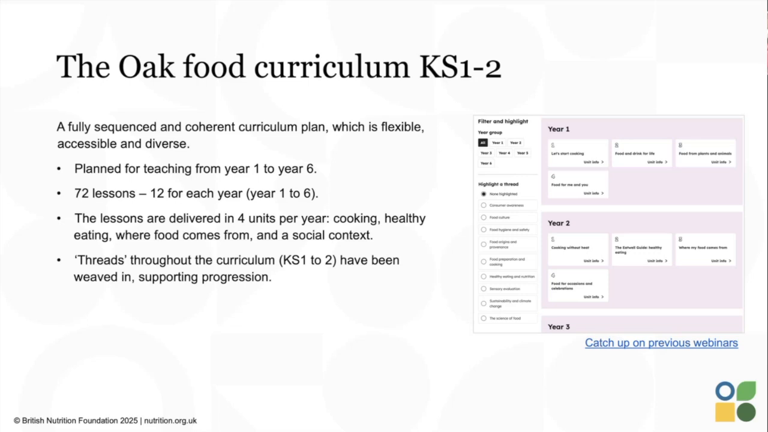And if you look on the right hand side, you can see underneath in the graphic, there's something called highlight a thread. And there are lots of different threads. So for example, you might be really interested as a school in really focusing on health and nutrition because obviously you want to look at the well-being of your pupils. Or perhaps you're really interested in sensory evaluation and the sensory aspects of food. Or perhaps it's around sustainability and the environment. And you can filter the different lessons, highlight those threads, and actually just get those that are of use to you. And I'm going to give you a quick demonstration of the Oak website very, very shortly.